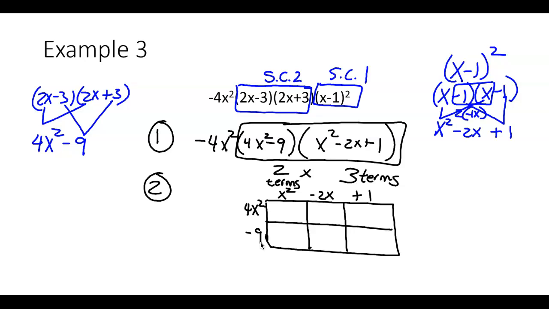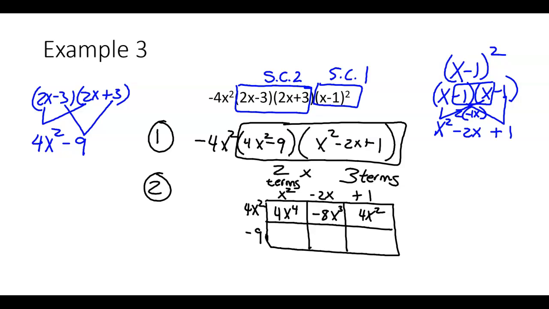Okay, so let's fill that in. This box here is going to be 4x squared times x squared, which is 4x to the 4th. The one to the right of that, 4x squared times negative 2x is negative 8x cubed. The one to the right of that, 4x squared times 1 is 4x squared.